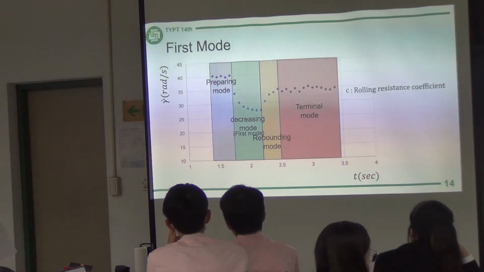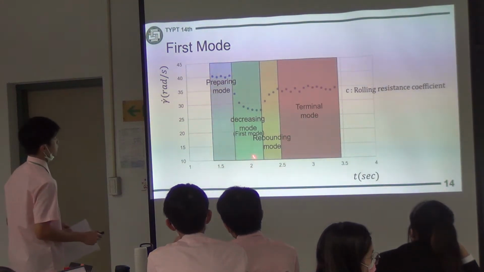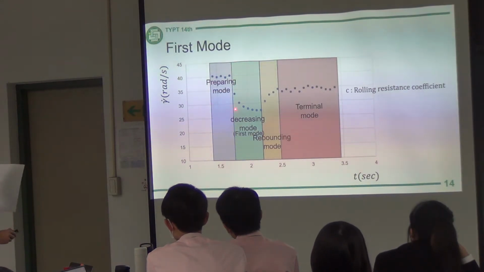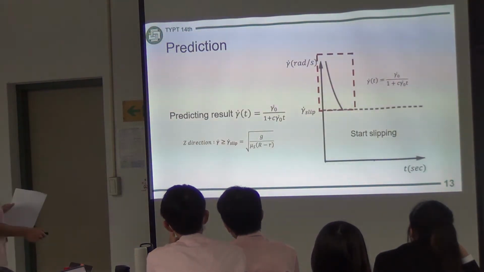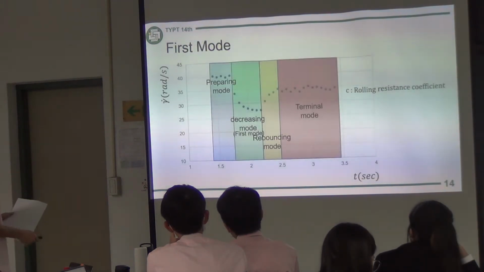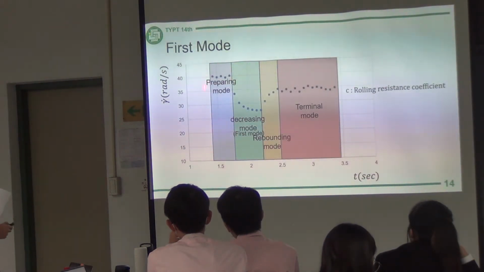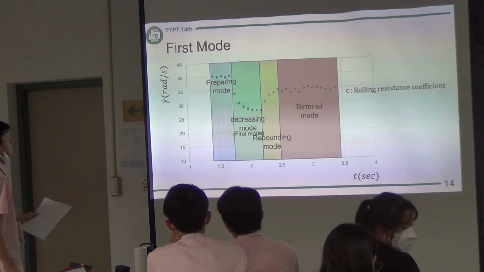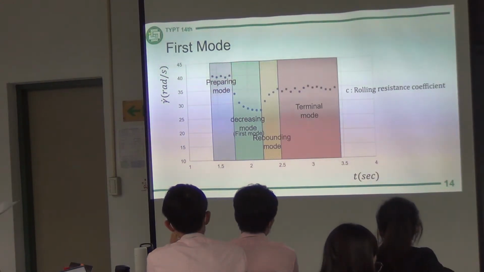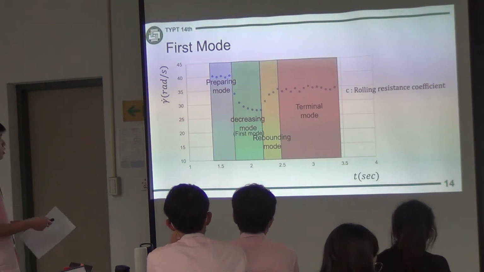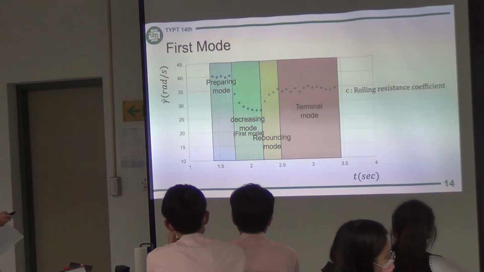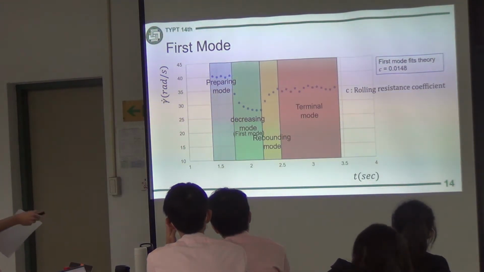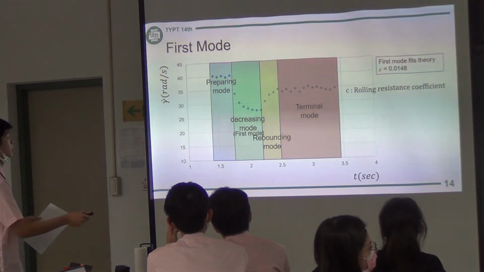So this is our experimental result. As you can see, the first mode, which is this part, and the start of the first mode, which I mentioned in here, is our prediction. As you can see, this part of the motion looks like an inversely proportional decrease. So it means that our assumption is pretty precise, and C stands for the rolling resistance coefficient, which I mentioned before, and its theory value is this value.